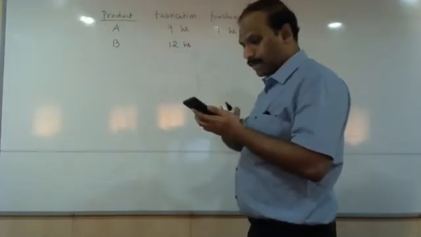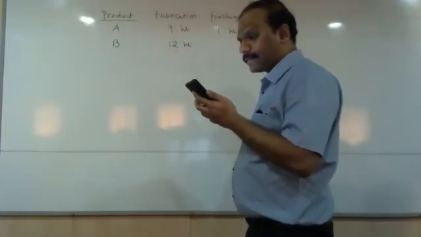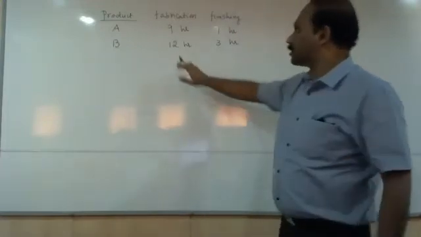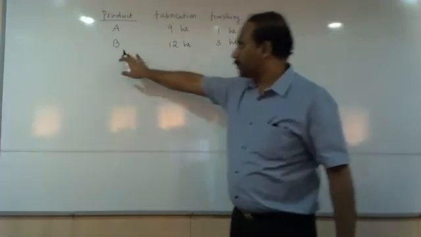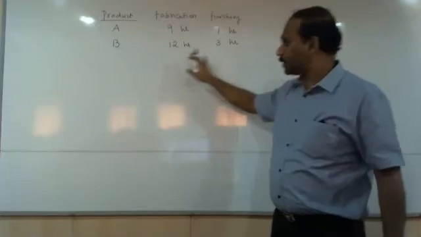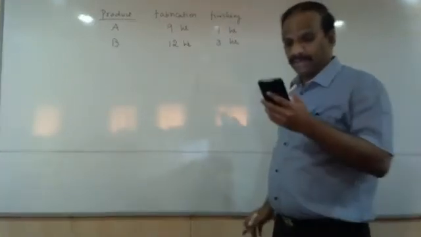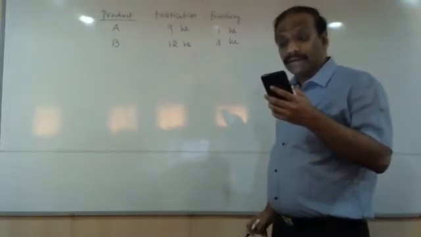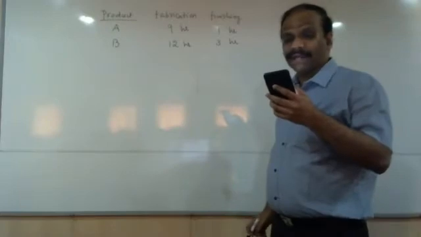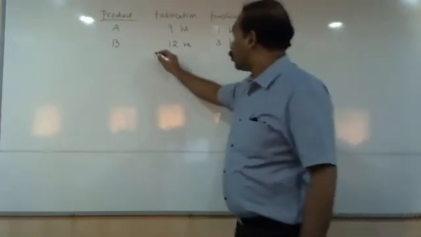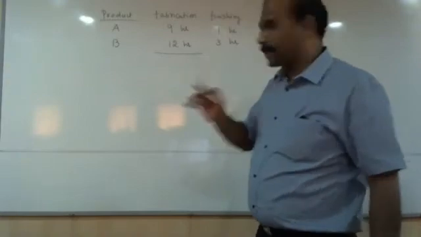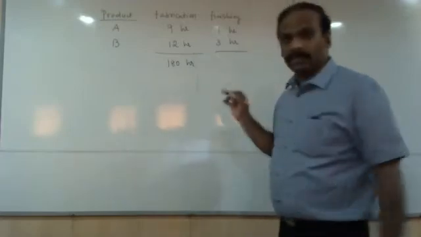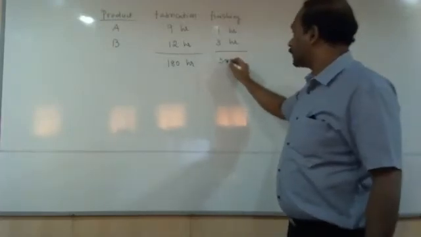And what is the second part of the data? They're saying 3 hours for finishing. Now you can see from this table very clearly that for product B, it is taking 12 hours of fabrication time and 3 hours of finishing time. Now, for fabricating and finishing, the maximum labor time available are 180 and 30 respectively. So the total fabrication time available with the company is 180 hours, and the total labor time available for finishing is 30 hours.